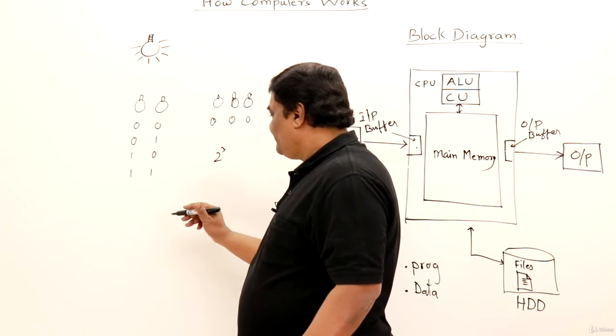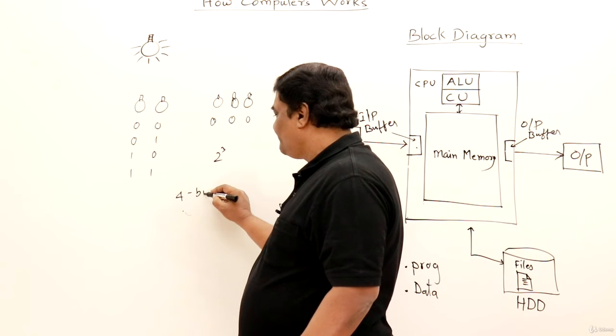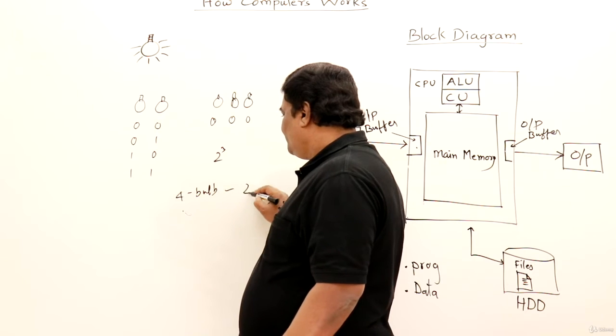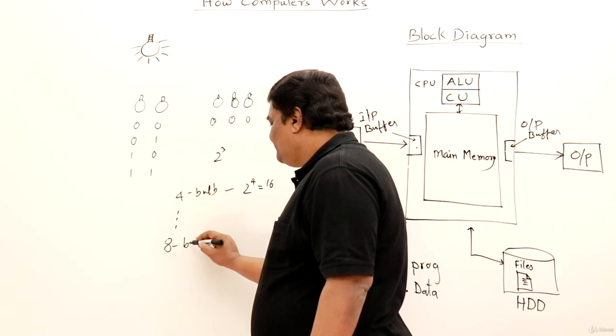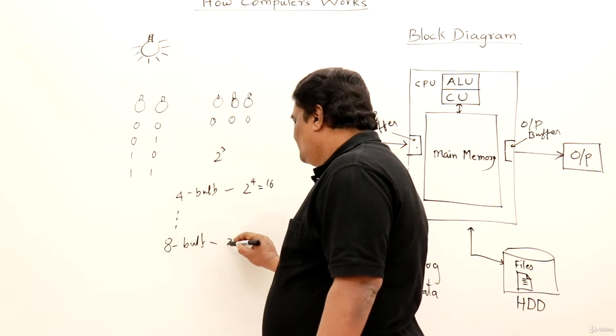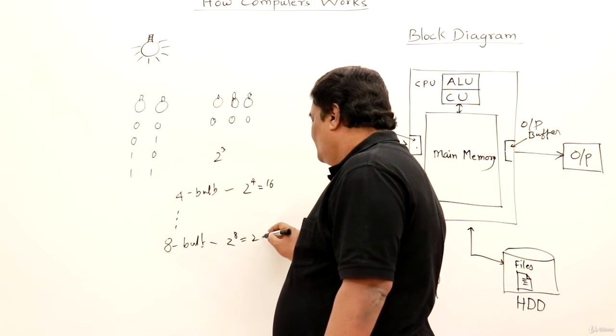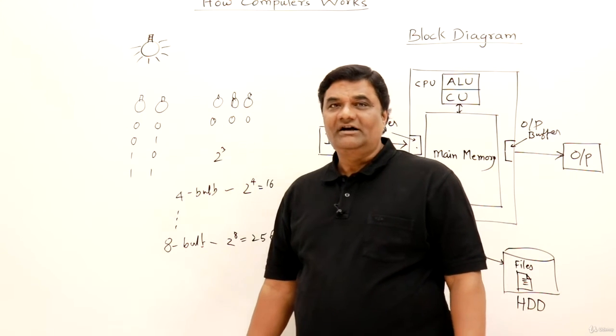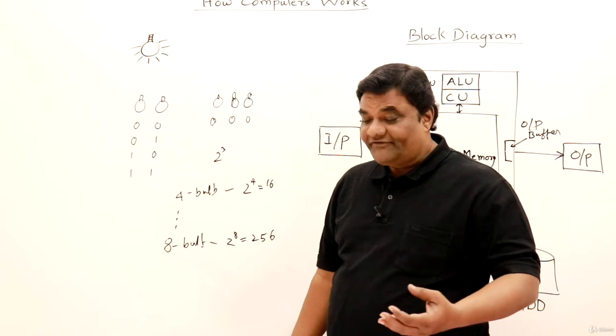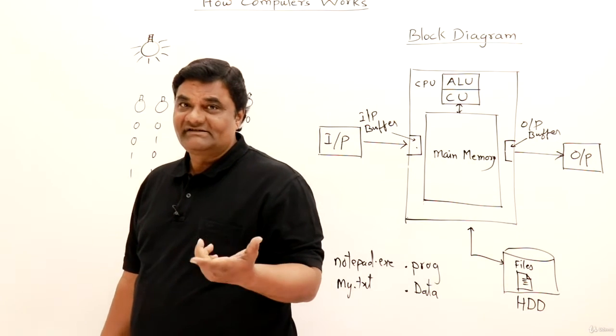So what about 4 bulbs? If you have 4 bulbs, then this is 2 power 4, 16. And what if we have 8 bulbs? So 8 bulbs will be 2 power 8, that is 256. So we can have 256 different commands, 256 different messages.